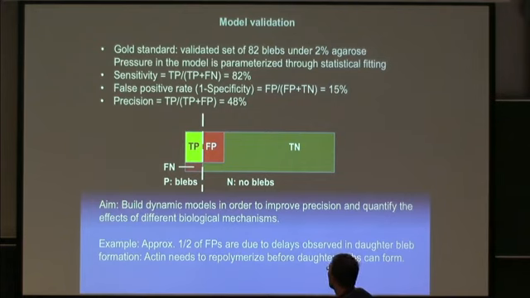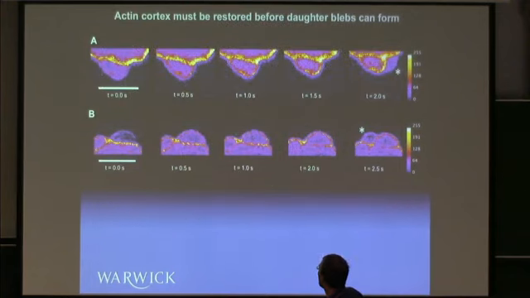So I cut that short. The idea is to now use a statistical approach, and specifically look at cases where we make a wrong prediction. This is where we want to learn something about the biology which is not captured in the model. For example, we can say that half the number of false positives are due to some delay observed in the blebbing of daughter blebs.